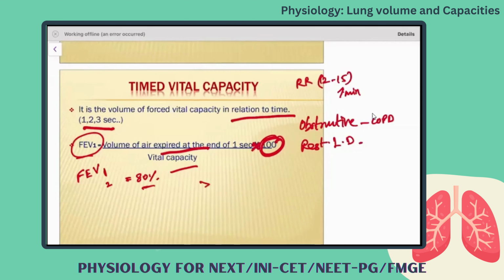So if it is more than or equal to 80%, it is normal. If it is less than 80%, most probably it is obstructive. In restrictive lung diseases, it will be more than or equal to 80%, and it will be less than 80% in case of obstructive lung diseases. So that is how you will differentiate, based on the pulmonary function test, whether the defect is due to restrictive or obstructive lung diseases. This is one investigation parameter.